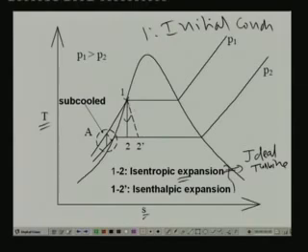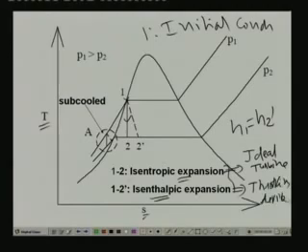Process 1 to 2 dash is an isenthalpic expansion process, that means H1 is equal to H2 dash. So this process 1 to 2 dash is an isenthalpic expansion, the process that occurs in a throttling device. That means 1 to 2 stands for an ideal turbine, and 1 to 2 dash stands for an isenthalpic expansion in a throttling device, right? And as you can see, the initial condition lies on the saturated liquid line. That means the initial state is saturated liquid.